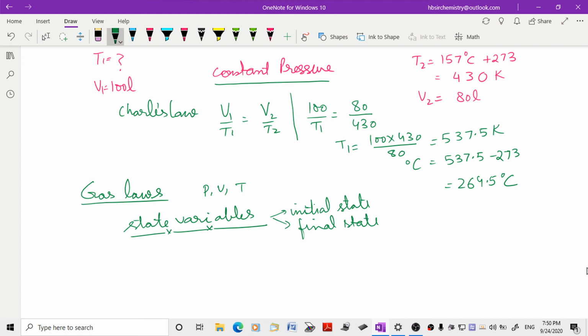And then second is, always use the Kelvin scale in solving the gas equations.